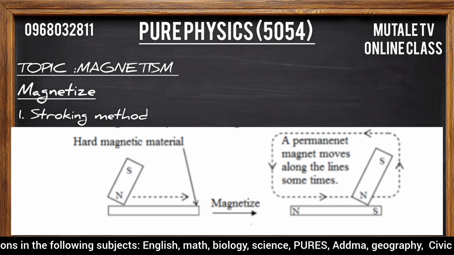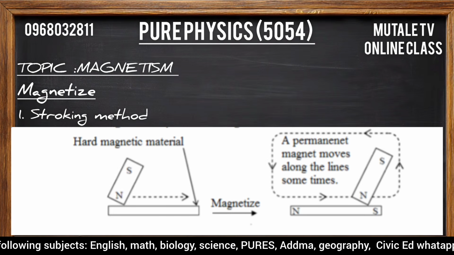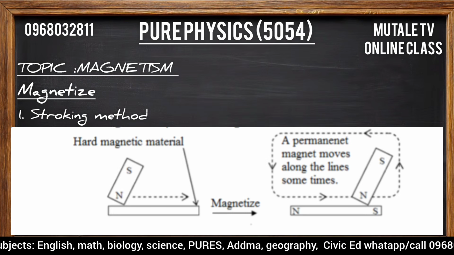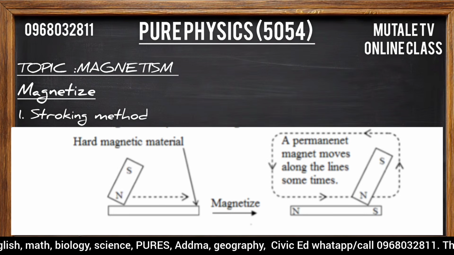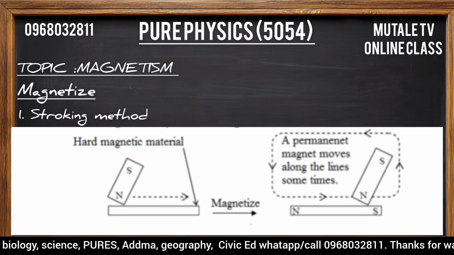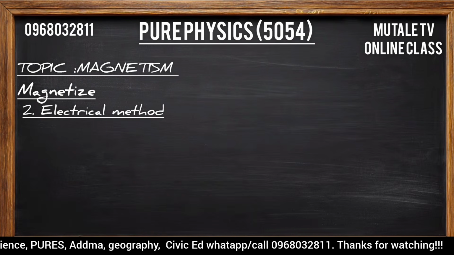You need to pay particular attention to where the north pole is placed, where you start from. That is what becomes the north. And since where it starts from becomes the north, the other end of that hard magnetic material becomes the south.